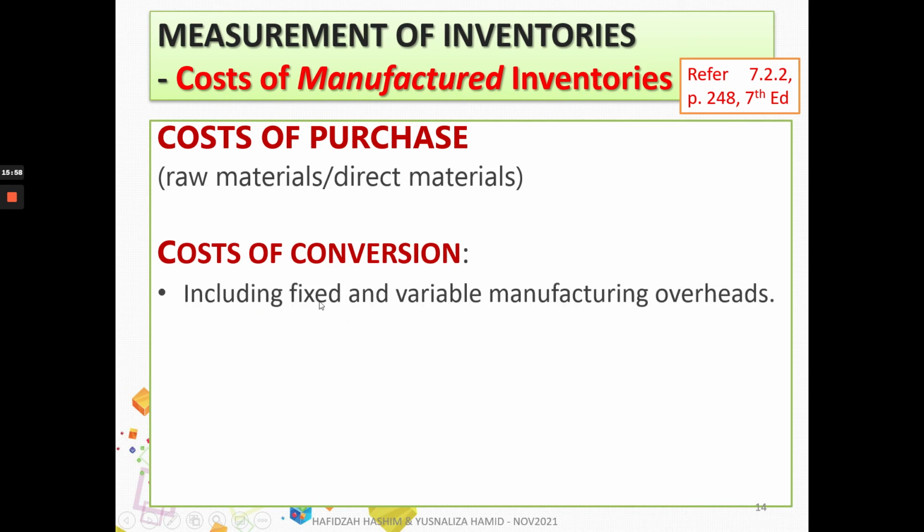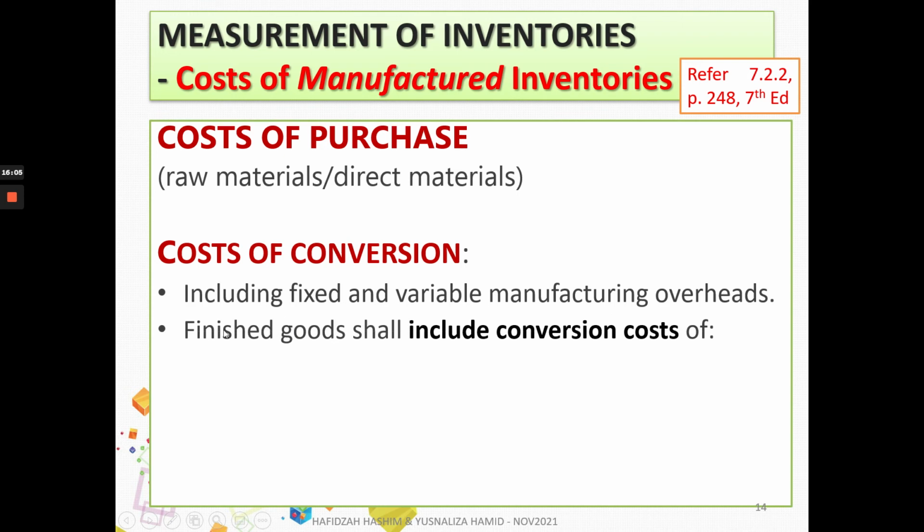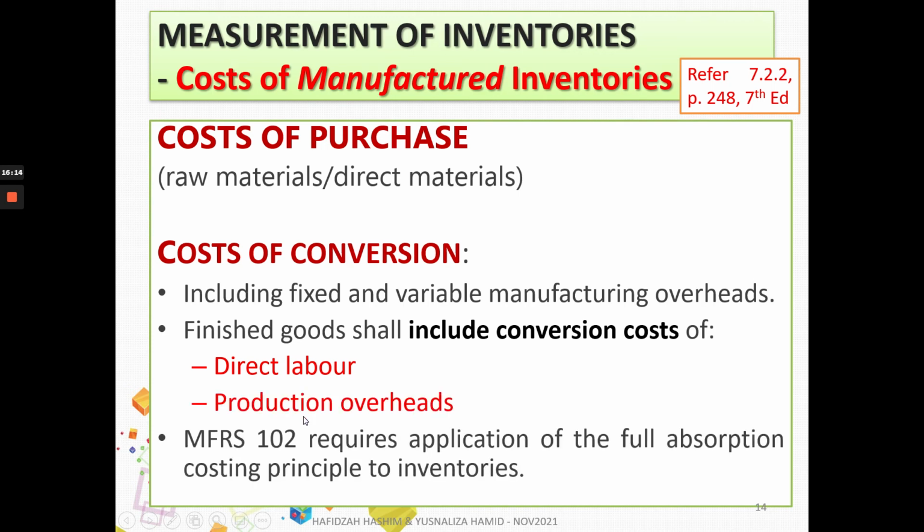So this will include the cost of conversion such as fixed and variable manufacturing overhead. Finished goods shall also include conversion costs of direct labor and production overhead as well. And MFRS 102 Inventories requires the application of the full absorption costing principles to the inventories.